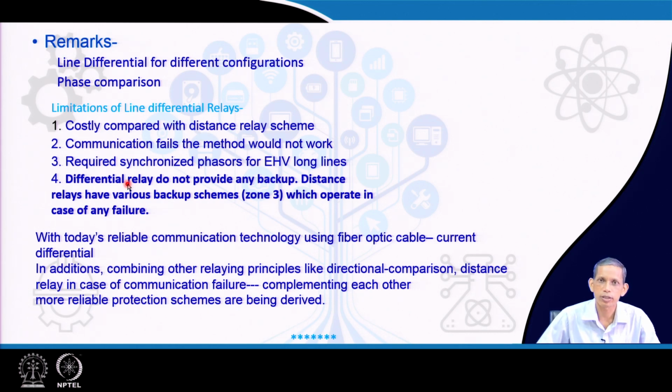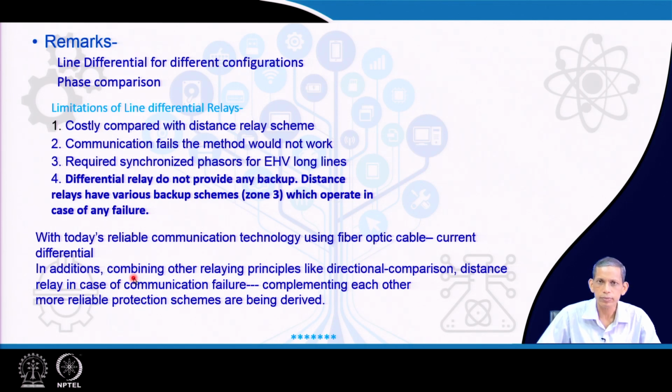Whereas, in case of a distance relay, even with the overcurrent relay, we have a backup protection arrangement. Distance relays have various backup schemes including zone 3, and there is no extra cost for it. It uses only local information. So, those are the limitations of line differential, but with today's reliable communication facility using fiber optic or so, current differential application is becoming increasingly numerous.